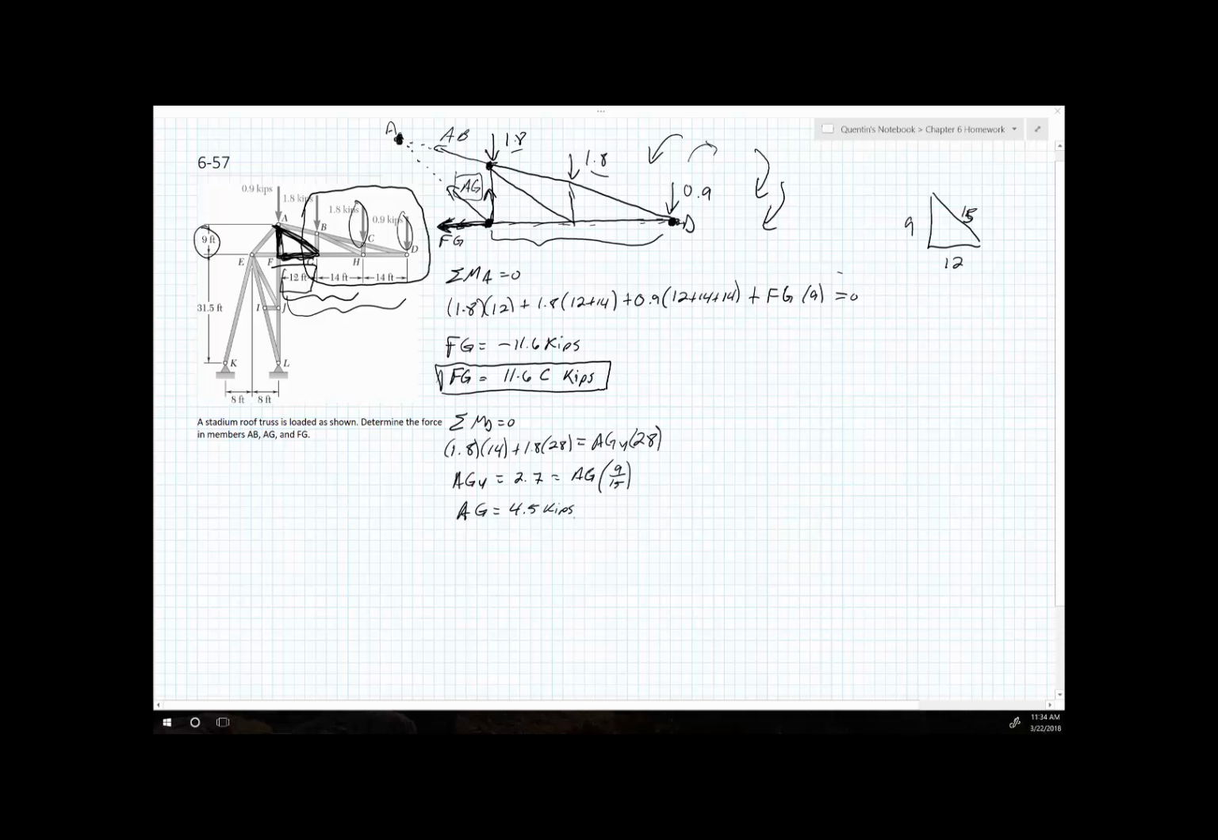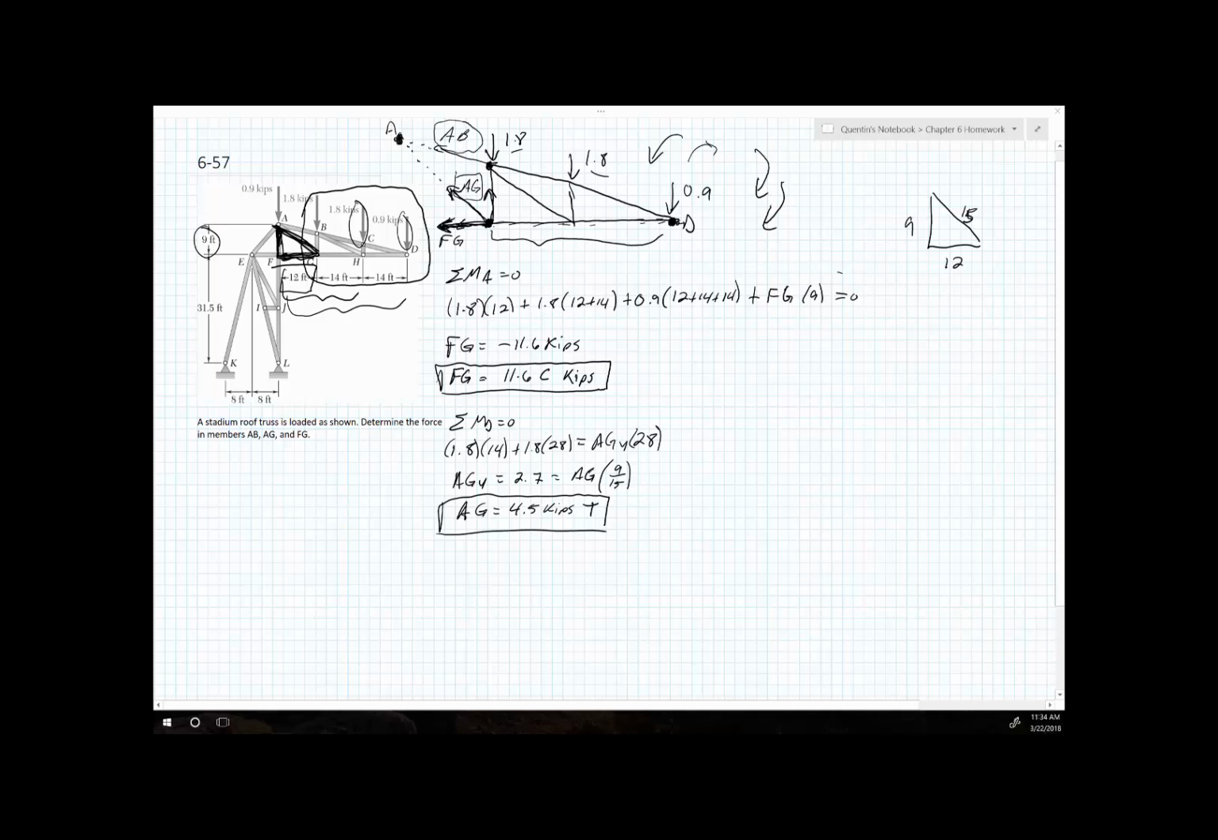So tension or compression? Well, I got a positive value, so I look at how I drew it, and I drew it in tension because it's pulling away, so therefore that's in tension. The positive tells me I drew it right. Okay, we got 2 of them. The last one is AB. AB is simple, it's just mathematically a little more complicated.